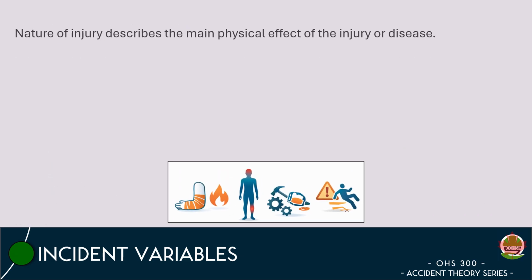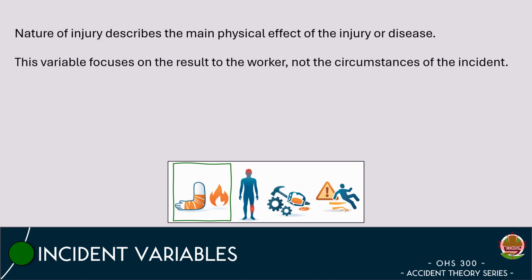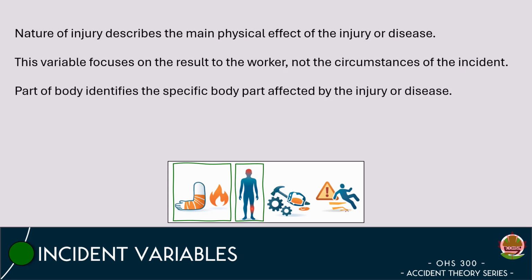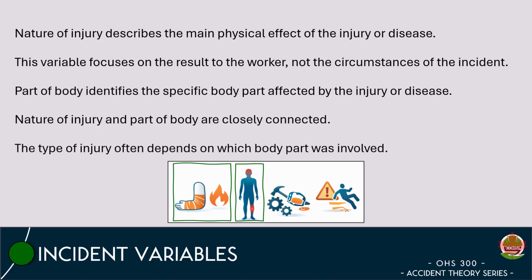The first variable, nature of injury, describes the principal physical characteristics of the injury or disease, such as fractures, burns, strains, or respiratory conditions. This variable focuses on the outcome to the worker rather than the circumstances of the event. Closely linked to this is the part of body variable, which identifies the specific body part affected by the injury or disease. These two variables are intentionally connected, as the nature of an injury often depends on which part of the body was involved.